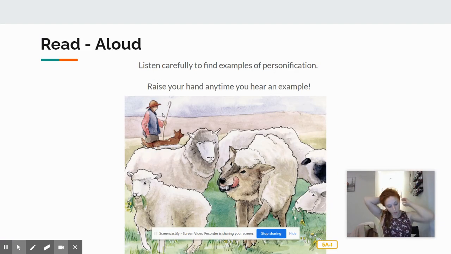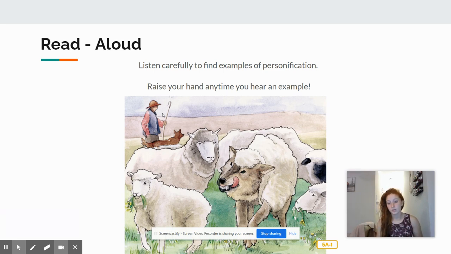All right, so I want you to listen carefully to the story to find examples of personification. And I want you to raise your hand anytime that you hear an example. But here's the tricky part, because I want you to still raise your hand whenever you hear our key vocabulary words. Remember, our key vocabulary words are disguise, fleece, flock, pretend, and proud.